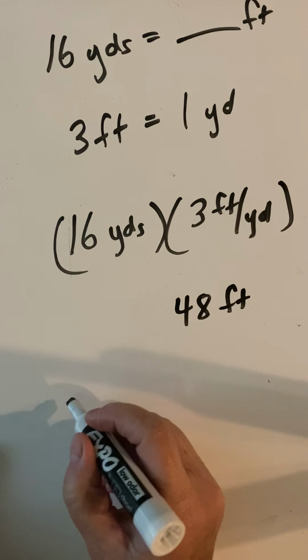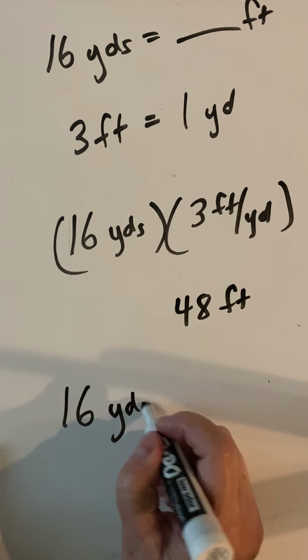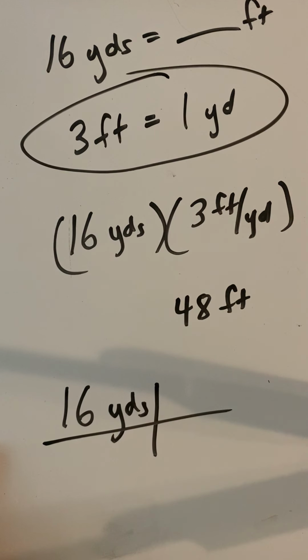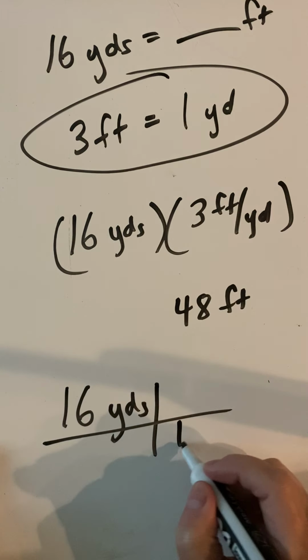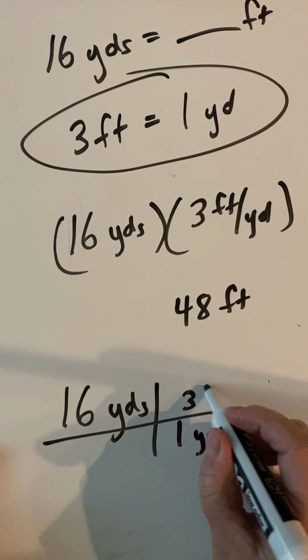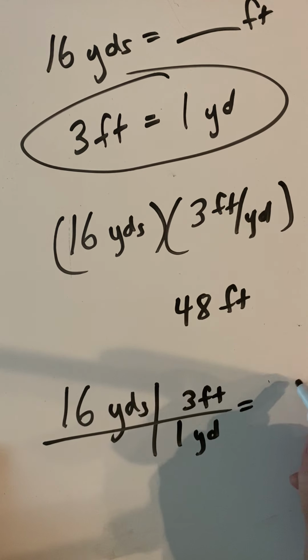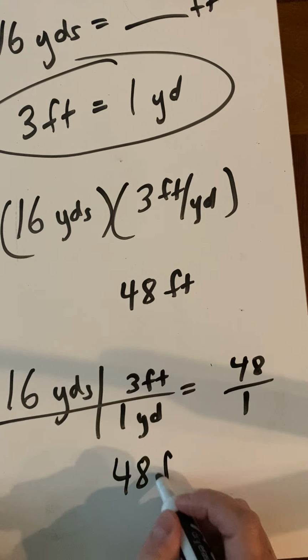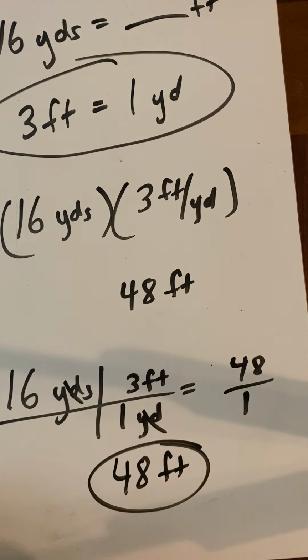Let's do it my way one more time. 16 yards, do my fence post. Here's the conversion that I'm going to be using. I need to have yards on the bottom, so yards is on the bottom, 3 feet is on the top. I multiply across, I get 48 over 1, so that means it's going to be 48 feet. And notice I can cross out yards and yards right there.